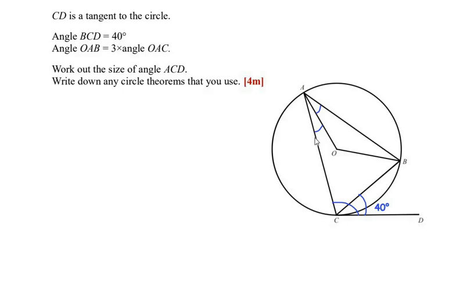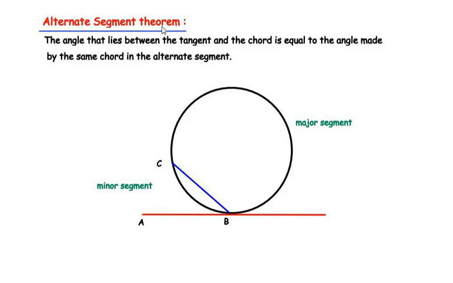So let us begin by using a circle theorem first, which is the alternate segment theorem. It states that the angle that lies between the tangent and the chord is equal to the angle made by the same chord in the alternate segment. So here you can see that we have drawn a circle and AB is the tangent touching it at point B. Now BC represents a chord which divides the entire circle into 2 segments. One is the small segment called the minor segment, and this is the larger segment called the major segment. Now let us make an angle using this chord in the major segment or in the alternate segment this way, and let us call it point D.